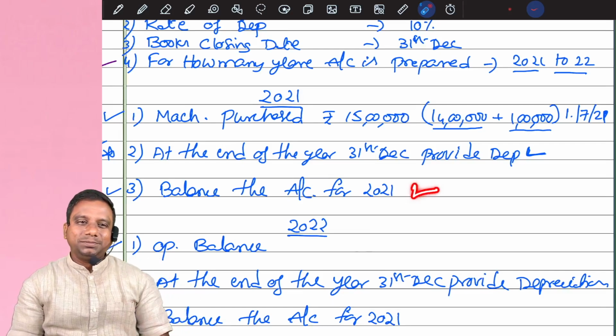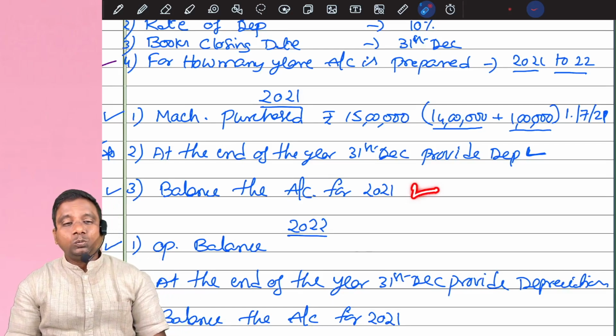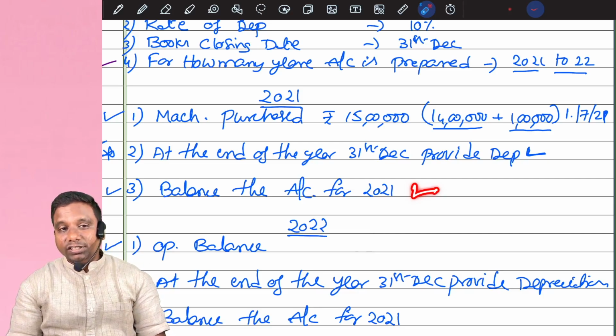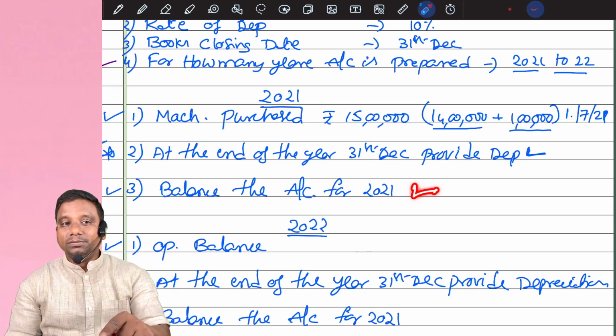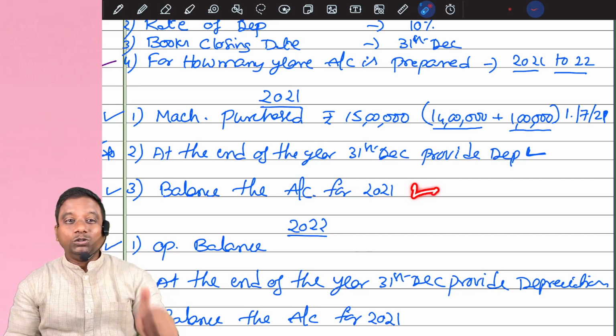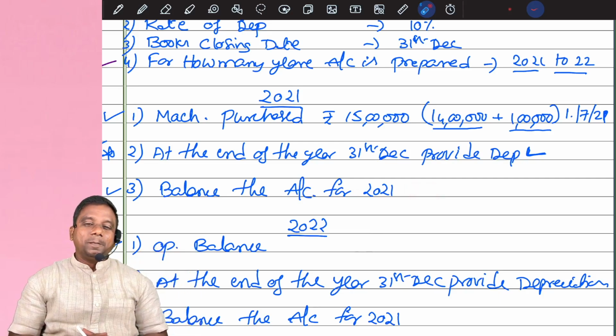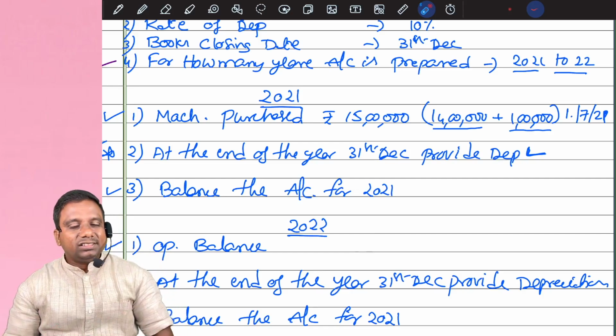Balance the account. Here they have asked to prepare two accounts. One, machinery account. Two, depreciation account. Machinery account is balanced, depreciation account closed. Why? Because depreciation is transferred to the P&L account. So for 2021, these are the steps we have to follow.